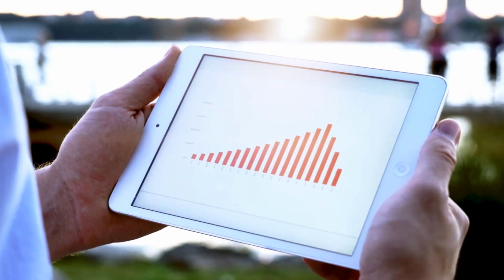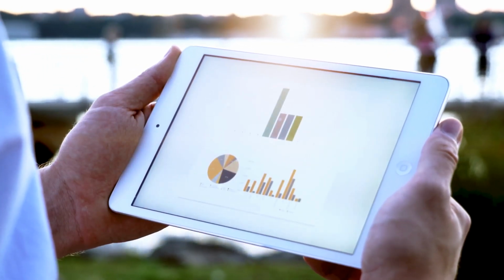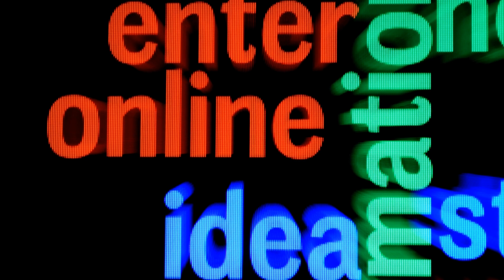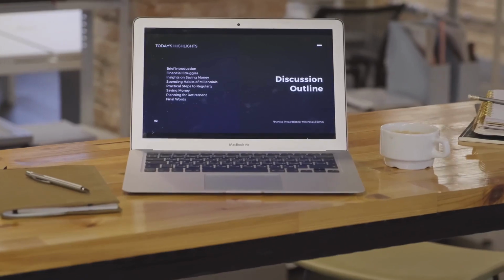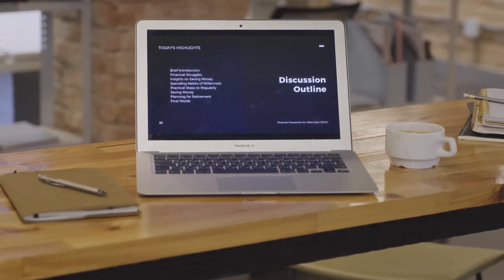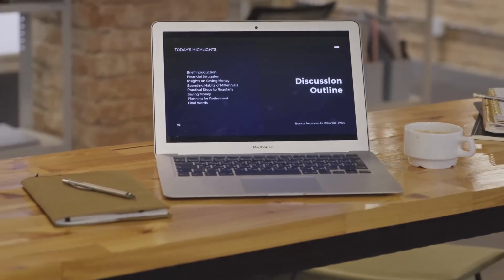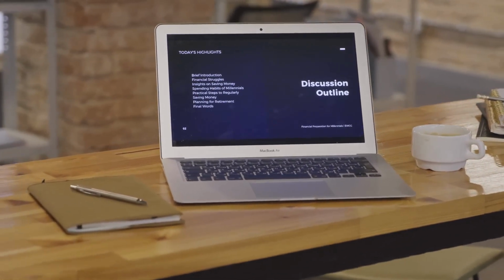Module 2. Market research and idea validation. Skip the guesswork. Learn how to conduct proper market research to ensure your product idea has a real audience. Module 3. Creating and structuring your product. We'll go through the process of planning, structuring, and creating your digital product to provide maximum value to your customers.